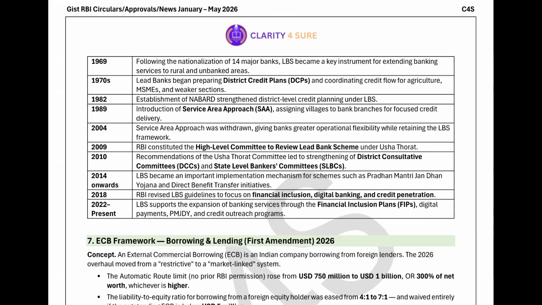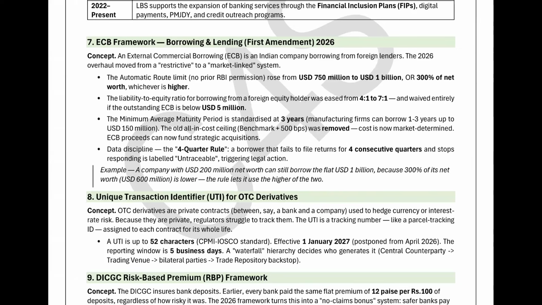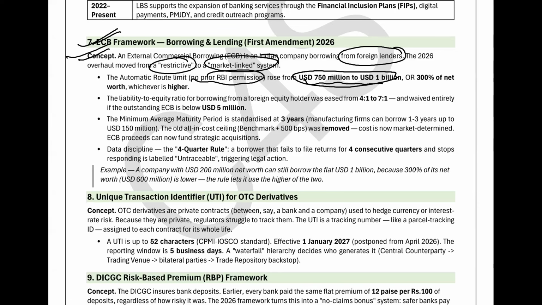Now, the seventh circular. The seventh circular is about the February month, which is the ECB framework, that is borrowing and lending, first amendment 2026. The concept it is telling about: an external commercial borrowing, that is ECB, is when an Indian company borrows from foreign lenders. The 2026 overhaul moved from a restrictive to a market-linked system. The automatic route limit, no prior permission. The first point is that it has been shifted from USD 50 million to USD 1 billion. Is everyone getting the point?